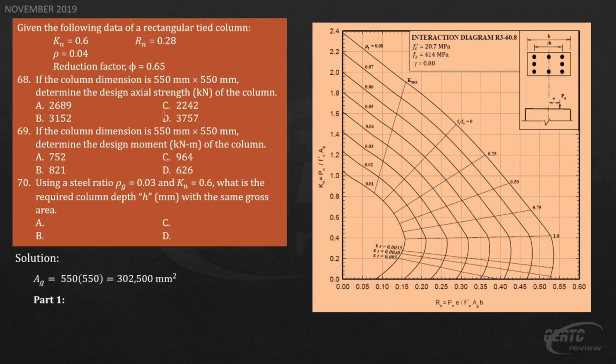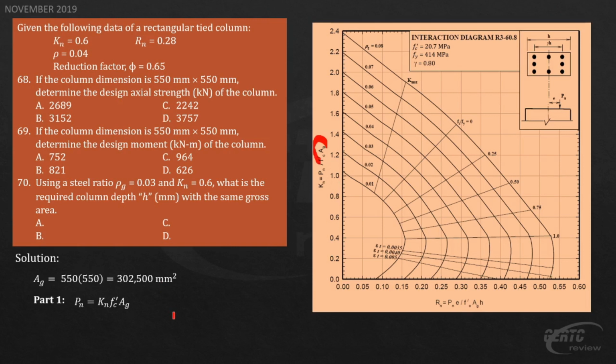Ang tanong dito is the design axial strength. So, we are given the value of Pn and Kn. So, with known Kn, Pn is equal to Kn multiplied by this quantity here. Galing dito. So, Pn is equal to Kn times Fc prime Ag. So, it's very easy talaga.